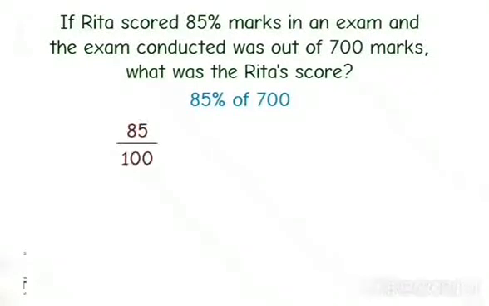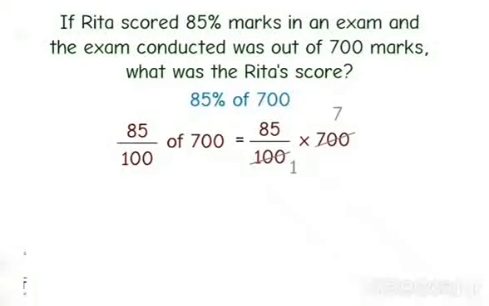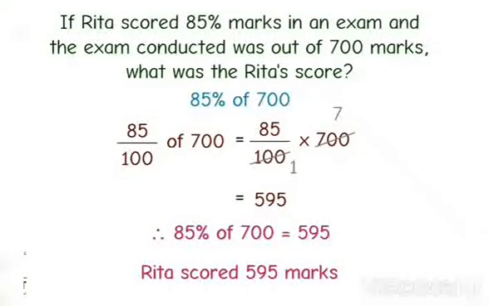85% of 700 means 85 upon 100 of 700, which is again equal to 85 upon 100 into 700. After cancellation, you will get 85 into 7, that is 595. So Rita scored 595 marks.